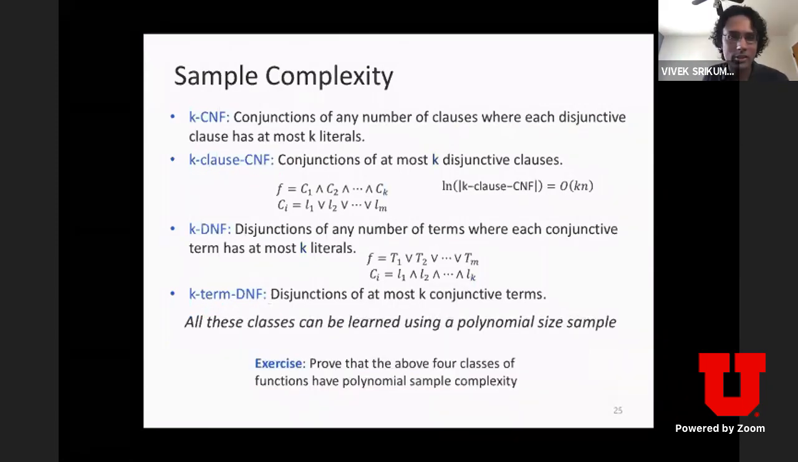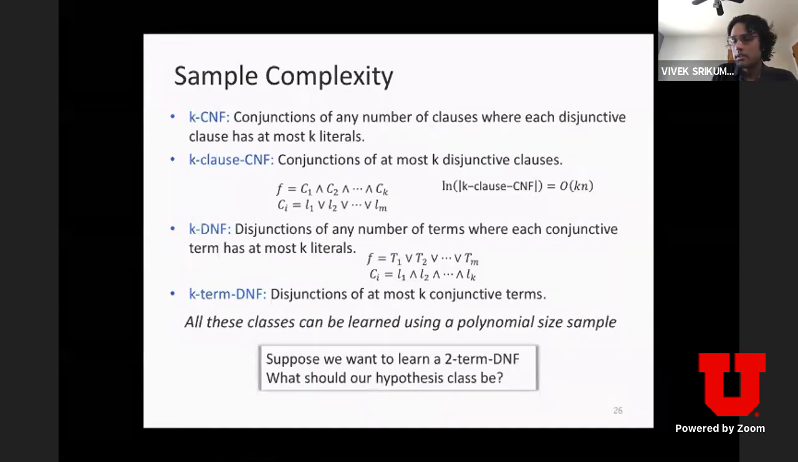In any case, you have these 4 classes of functions. The short version of the result is, all of these classes can be learned using polynomial sample size. That means that the sample complexity is polynomial in the number of variables. And if you want something to keep you busy in an afternoon, try to prove all of these. They're not too hard. They follow the same template of proof that we saw for 3CNFs. But the more interesting part is, let's look at this specific thing. Suppose we have a 2-term DNF.